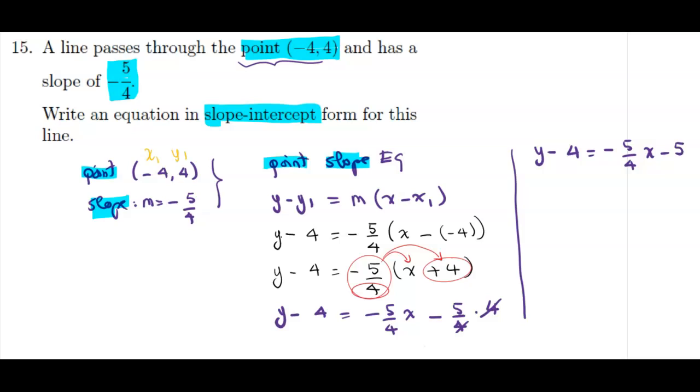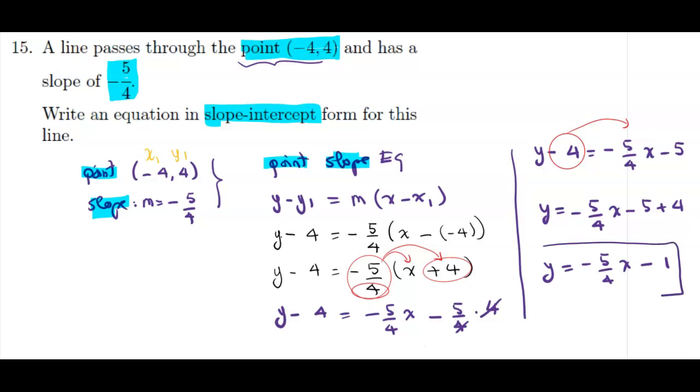The last step is to move the minus 4 to this side, and this will get us y equals minus 5 over 4x. Minus 4 became plus 4, so minus 5 plus 4 here. And finally, y is going to be minus 5 over 4x minus 1. And this should be your final answer.